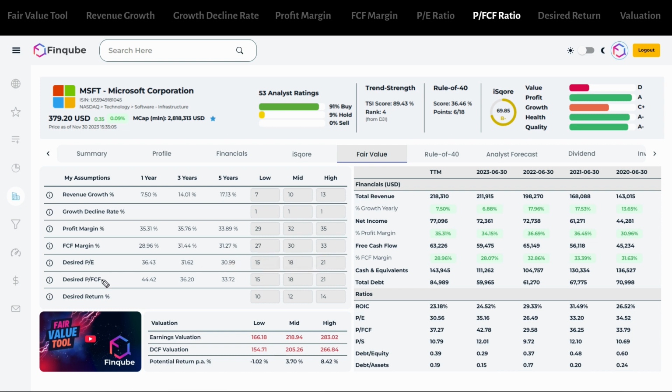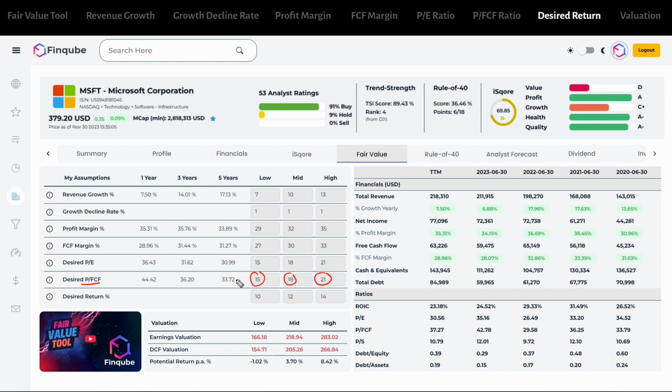And the same thing is also for my price to free cash flow. Here I go exactly with the same numbers, 15 in the low, 18 in the mid, and 21 in the high. The reason is very simple. Over the long term, price to free cash flow and price earnings should be the same. That's why I go here with the same numbers I assigned for the price earnings.